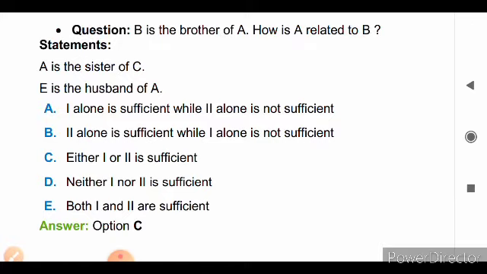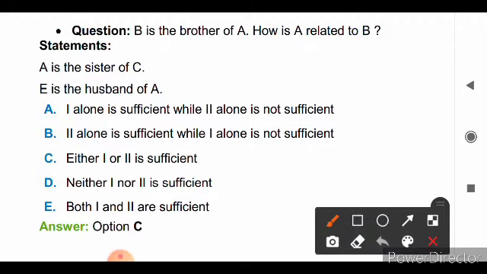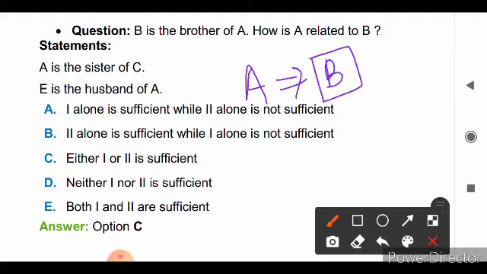Next question is, B is the brother of A. How is A related to V? Statement 1 is A is the sister of C. Statement 2 is E is the husband of A. So according to the question, B is the brother of A, and from statement 1, A is the sister of C, which means A, B and C are brothers and sister.